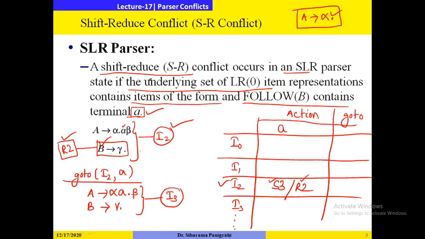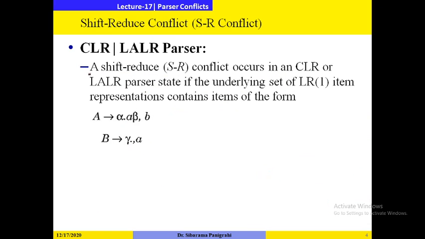I hope all of you have understood when a shift reduce conflict arises in an SLR table. Now let me go through the shift reduce conflict for a CLR or LALR parser. A shift reduce conflict occurs in a CLR or LALR parser state if the underlying LR1 item representation contains the following form. Let it be I2 again. In CLR or LALR, there is a dot before a, so I can jump on small a.